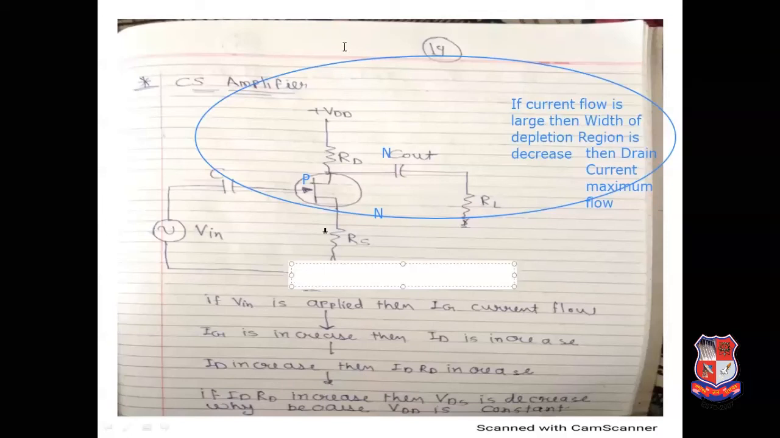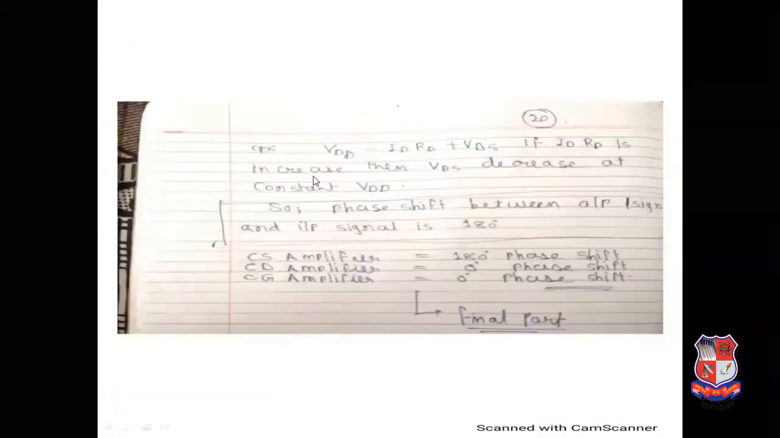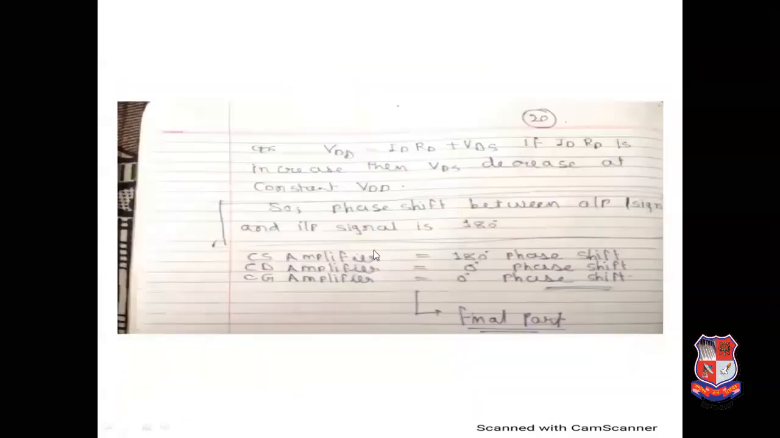Now see, this is the most important. IDRD increases, then VDS decreases. Why? Because VDD equals IDRD plus VDS. If IDRD is increased, then VDS is decreased. So it creates the phase shift between output and input. So it is considered as a 180-degree phase shift in common source amplifier.